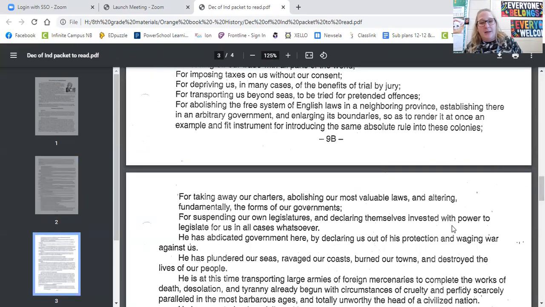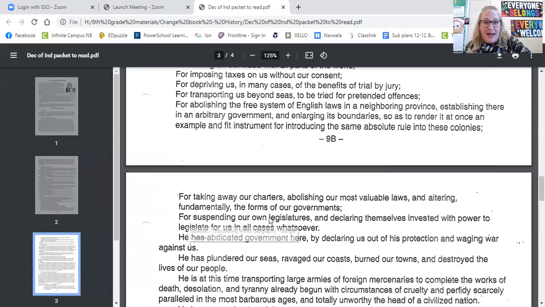They're talking about areas up in Canada that seem to be much more willing to go with the flow on these things. And so they're basically saying, in this neighboring province, you're letting them have more rules than you are us. For taking away our charters, abolishing our most valuable laws, and altering fundamentally the forms of our government, for suspending our own legislatures and declaring themselves invested with power to legislate for us in all cases whatsoever.